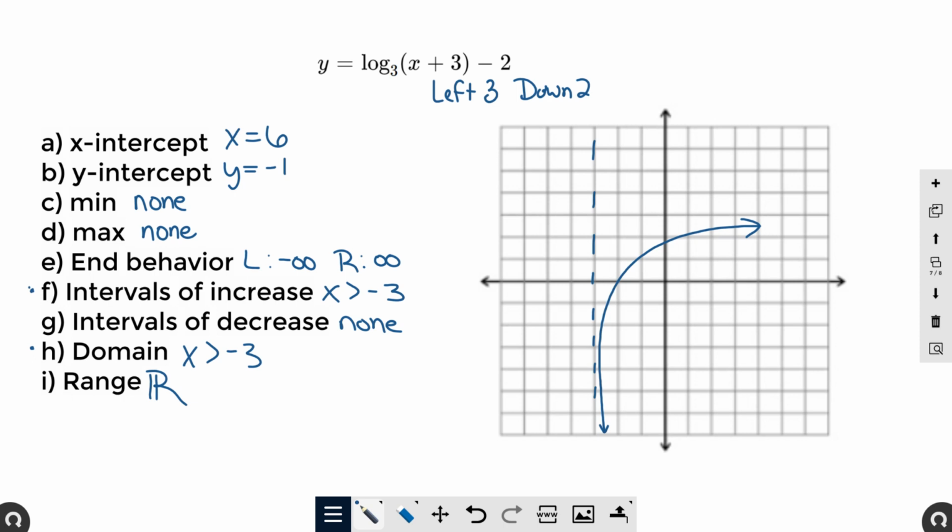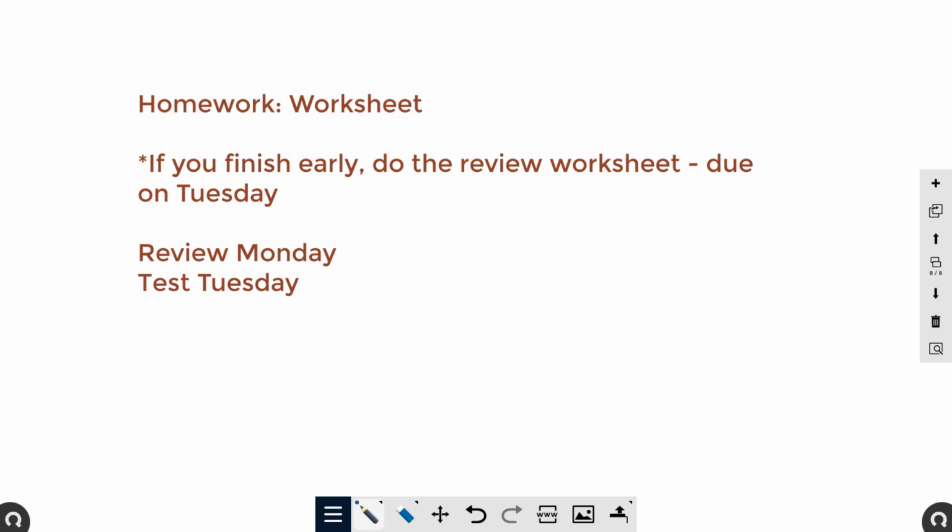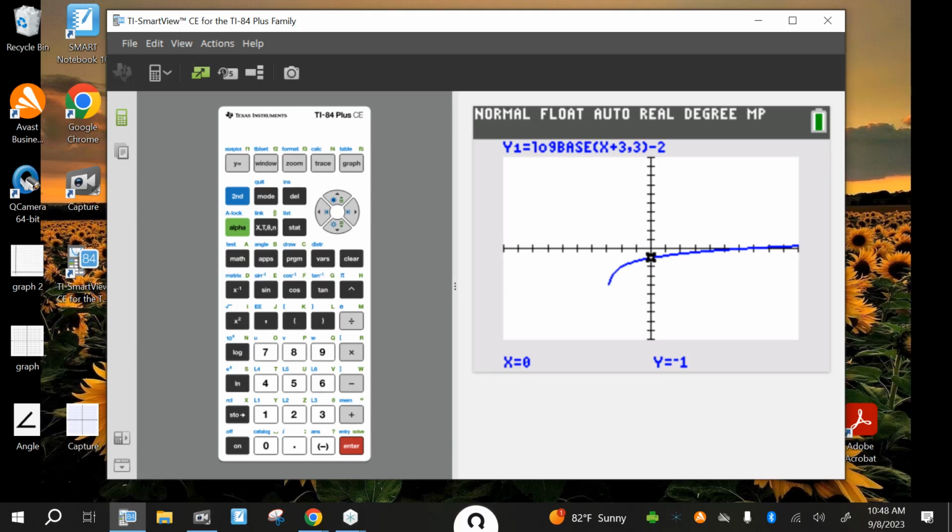Now, I'm also going to go ahead and give you this review sheet. So if you want to start on it, you can. It's not due until Tuesday because what do we have on Tuesday? Test. So I'm going to go ahead and give you both since I gave them both to first period. All right.